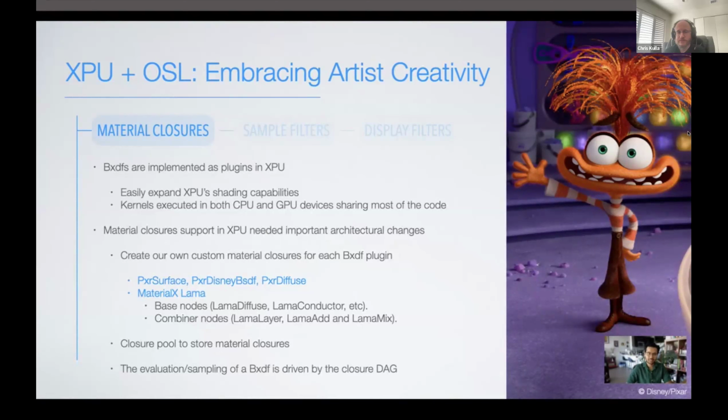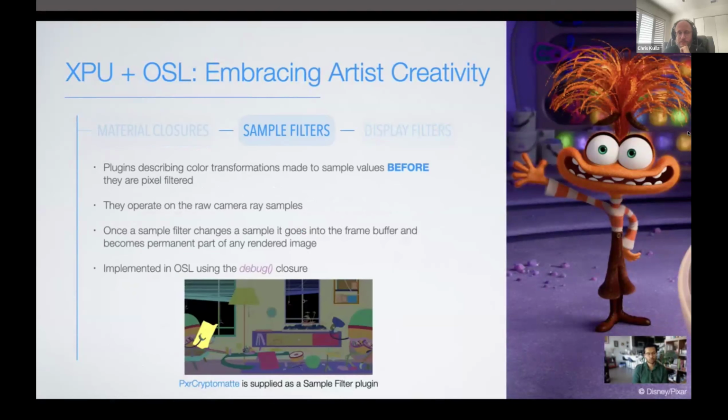For XPU to support material closures, several important architectural changes need to happen. First, for each existing material or BXDF in XPU, we need to create our own custom material closure. Second, we also needed an efficient way to allocate all the closures and their corresponding DAGs they create at runtime. With those 2 elements, we could drive the evaluation and sampling of BXDFs by the mentioned material closures. Here we've listed some of the examples of material descriptions: Pixar Surface, Pixar Disney BSDF, and some other MaterialX ones as well. Okay, moving on to sample filters.